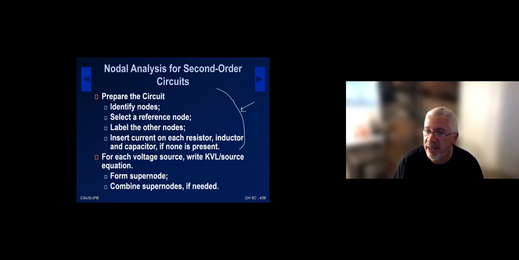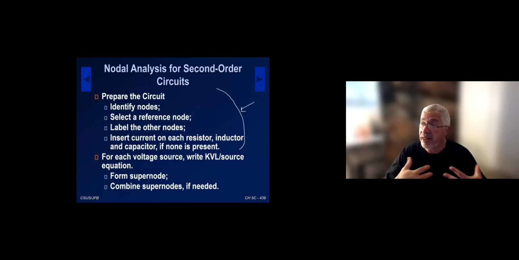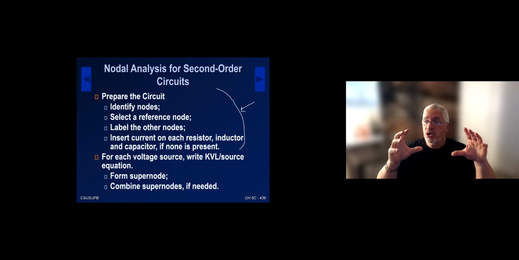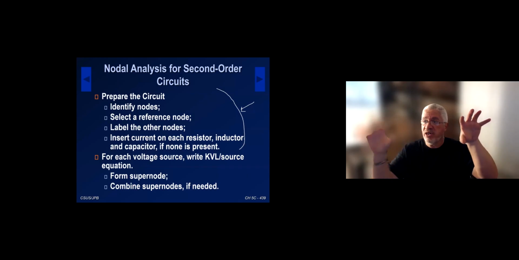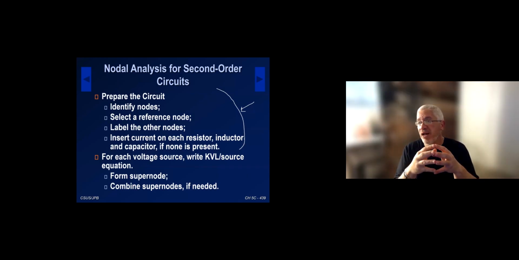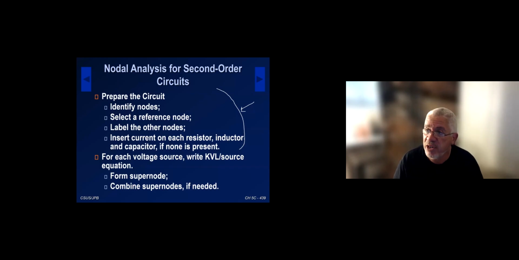Okay, we haven't written any equation. The first equation that I typically encourage students to write is what I call the source equation, which is really a KVL equation. Essentially, for each voltage source, we write that the difference between the node potentials should be equal to the value of the source. Those are easy equations to write. We write them for independent voltage sources and we write them for dependent voltage sources. So these are easy equations to write.